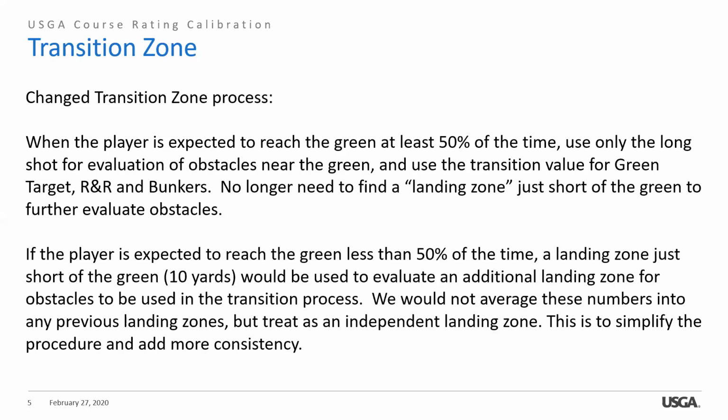But if the player is expected to reach the green less than 50% of the time, a landing zone just short of the green, 10 yards, would be used to evaluate any additional landing zone for obstacles to be used in the transition process. Okay, and then we would not average these numbers into any previous landing zones, but treat it as an independent landing zone. And this is to simplify the procedure and add more consistency. But you would still use the transition zone target and just up at one?